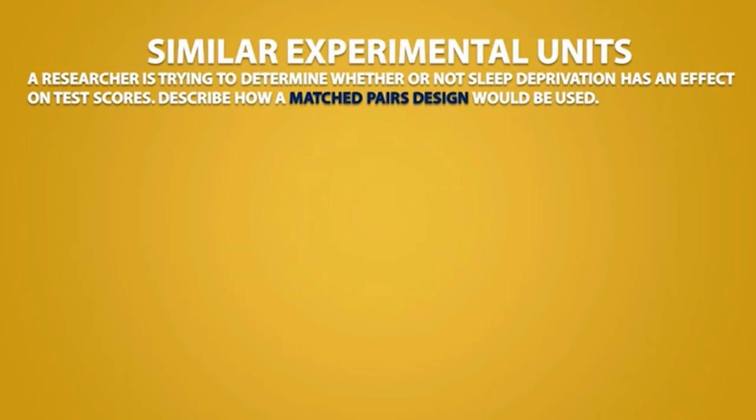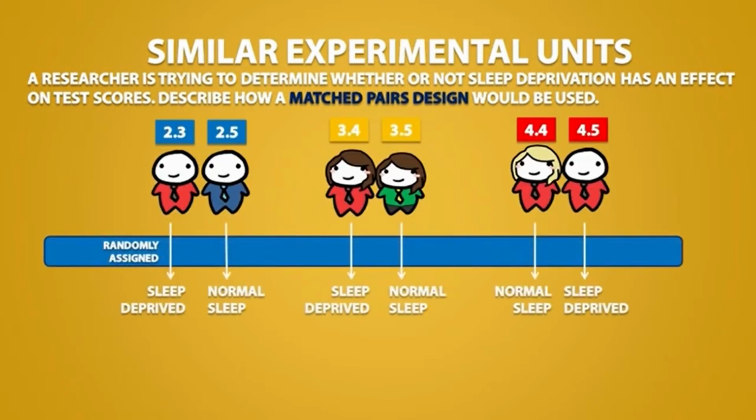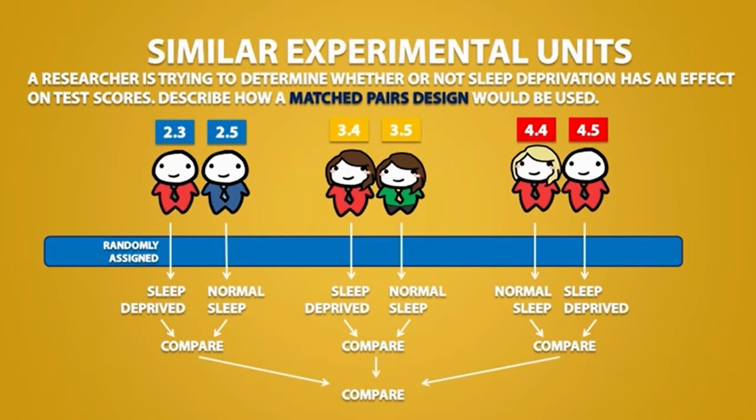Instead, we could start off by pairing up students with similar GPAs. So for example, the two students with the highest GPAs would be matched up together, and the two students with the lowest GPAs would be matched up together. Then, each pair will be split up and randomly assigned to one of the two treatments. So for a pair, one person will get the sleep-deprived treatment, and the other person will get a normal amount of sleep. Then, we would compare the results for each pair, and we will also compare all of the results.